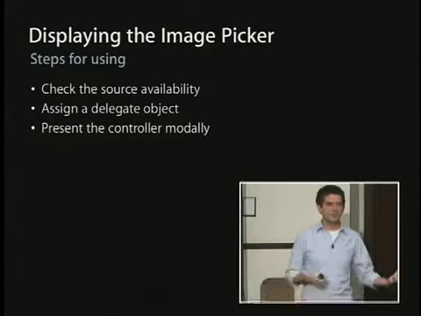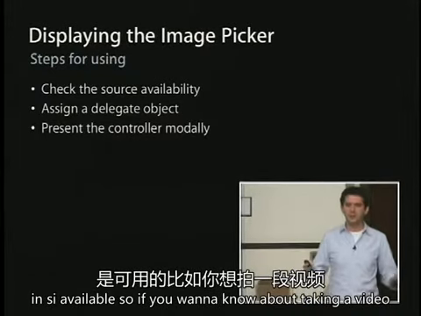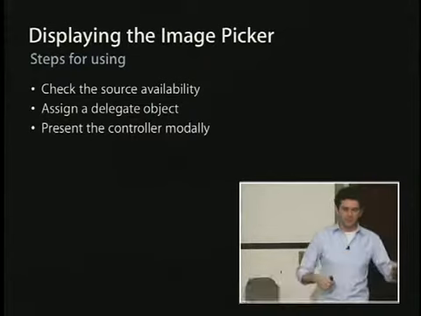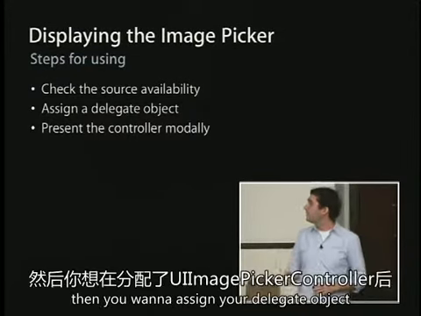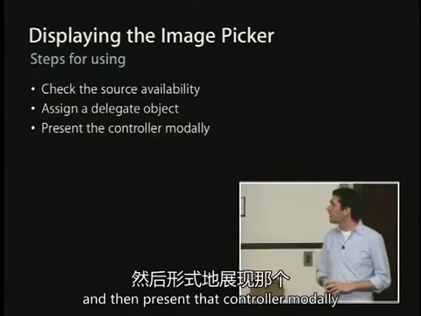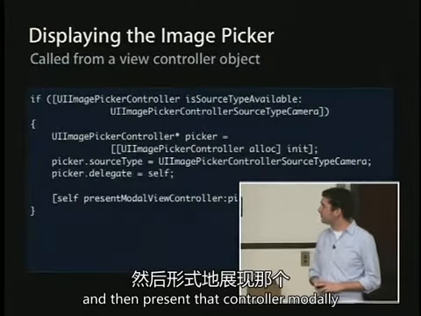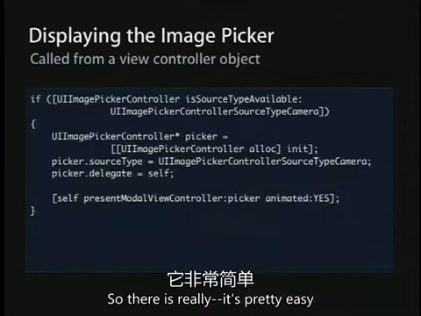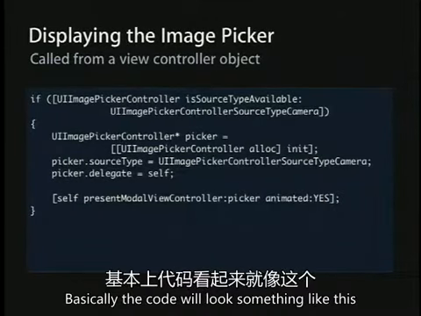Once you're sure that the thing you're interested in is available, so if you want to take a video, you've made sure that the device you're on actually has video capability, then you want to assign your delegate object after you allocate your UIImagePickerController, and then present that controller modally. So it's pretty easy. Basically, the code will look something like this.